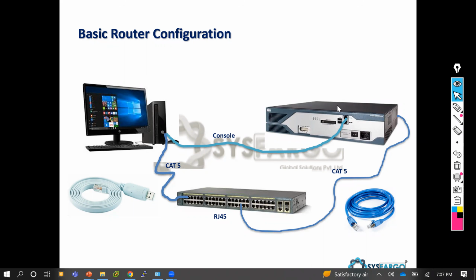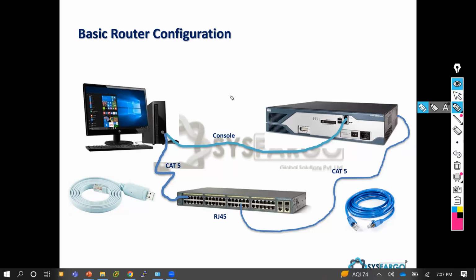So now how can you access this router? The first time, if there is no configuration on the router and you want to access it, you get one console cable. So this is the console cable. Can you see this one? This is the console cable here. You can connect one end to your laptop or desktop, another end to your router here.